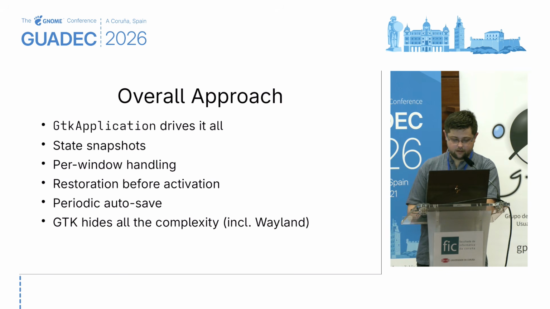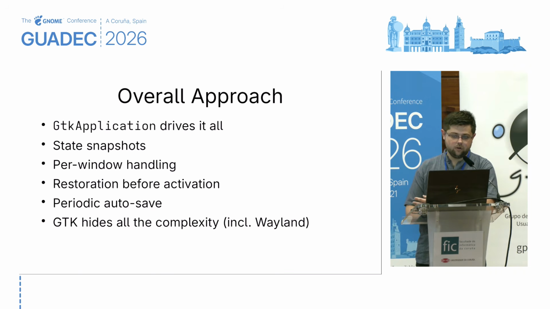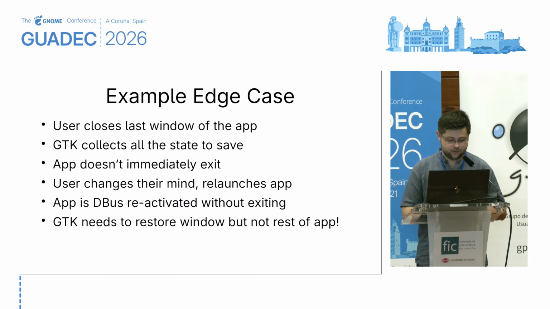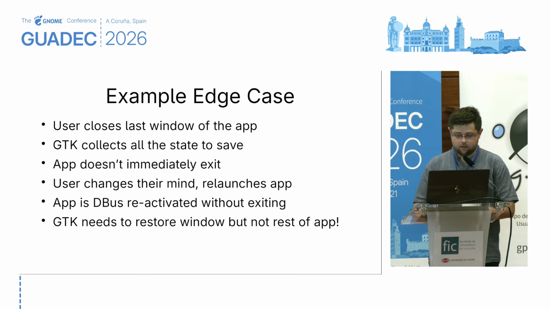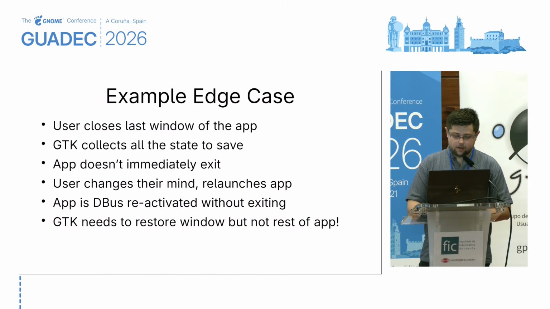And the overarching goal here is that GTK hides all the complexity, including the Wayland protocol, and including a bunch of these edge cases. And I'd like to walk through one of these edge cases just to demonstrate why this is so difficult. So here's an example edge case. The user is running an app. It's a multi-window app. So when they close the second or third or fourth window, we don't actually want to ever restore those again.